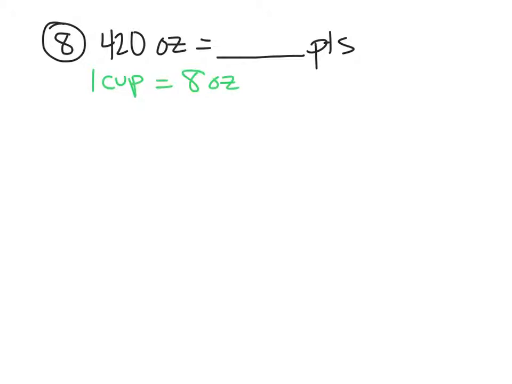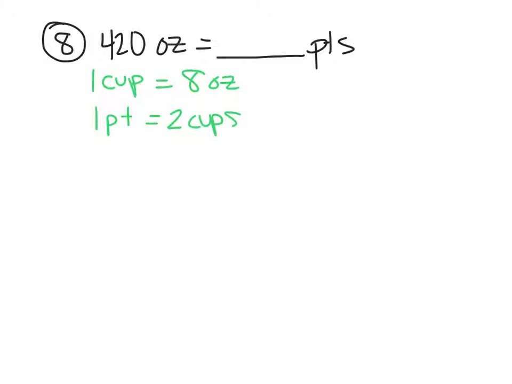Okay, so then from there, we are going to convert from ounces to, now we have cups. So now we're going to go from cups to pints. Okay, so we have on the sheet 1 pint equals 2 cups.